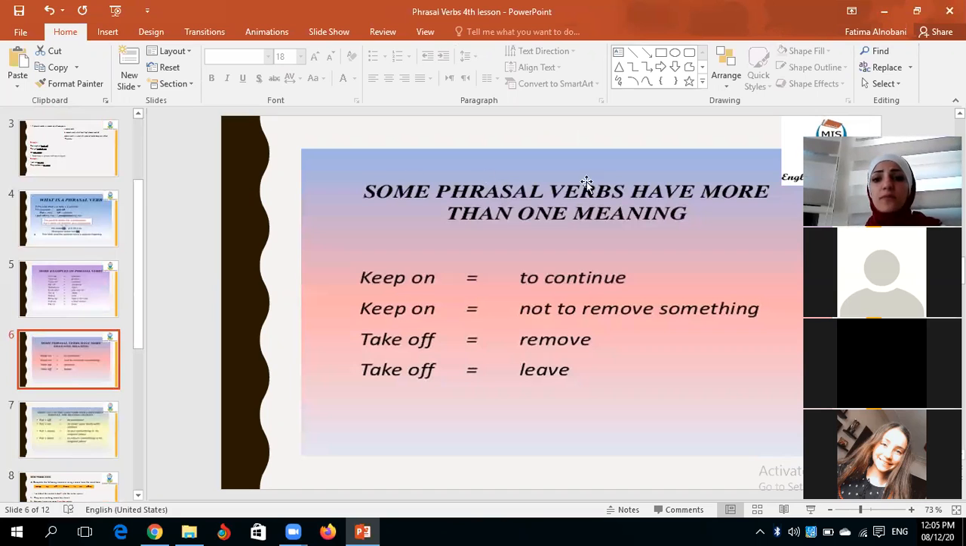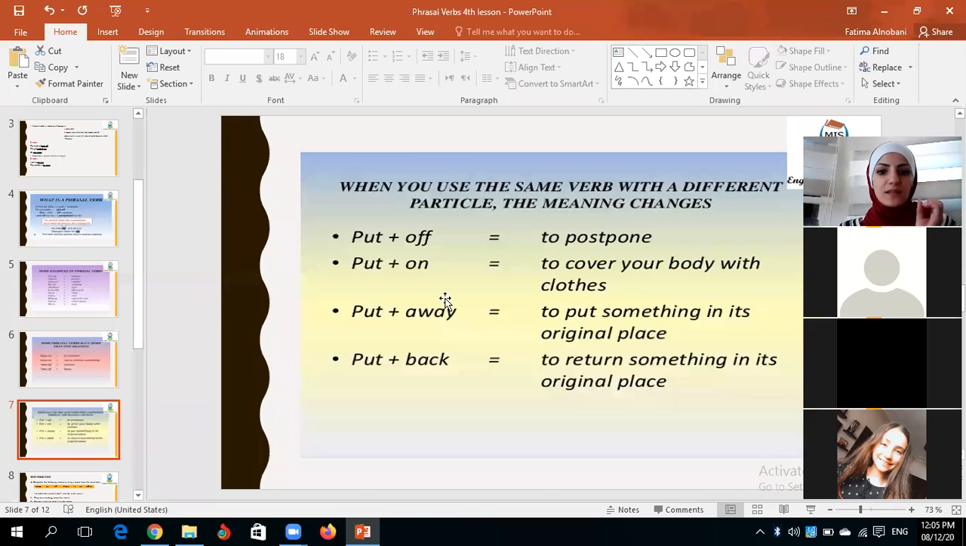Let's continue. Some phrasal verbs have more than one meaning. For example, to keep on means to continue, keep on the good work, or to keep on, not to move something. Keep on your coat, for example. Take off means take off your coat. Take off for the airplane, to take off. Sometimes the same phrasal verb means different things. Let's look at this slide, and I need someone to read it for me.